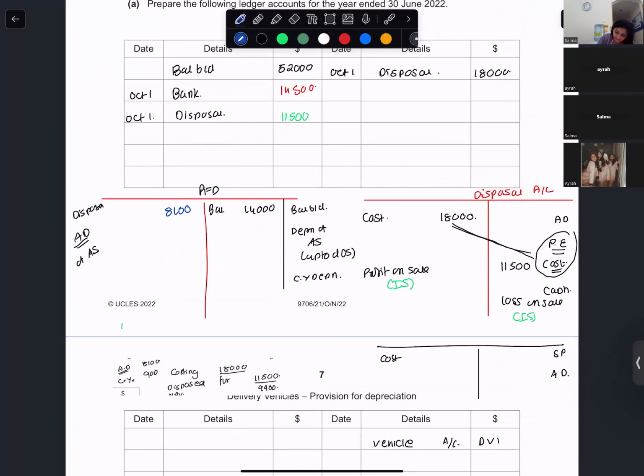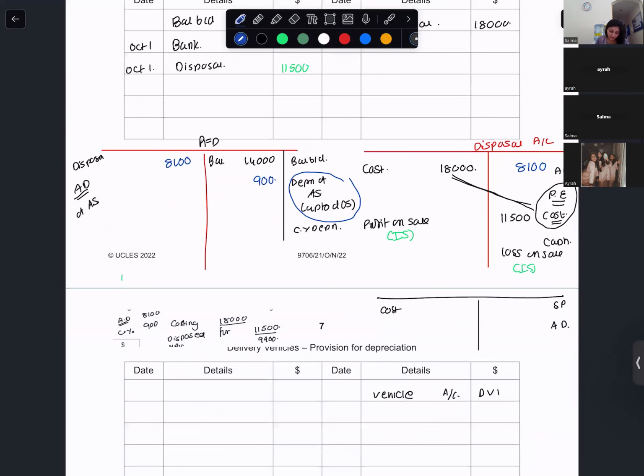Depreciation of the current year of the assets sold. It's 900. Done. Provision for depreciation of the asset sold. Now profit or loss on the disposal of the asset. You don't need to find the depreciation on the remaining assets that are left. Right now I'm just finishing off the disposed asset, right?